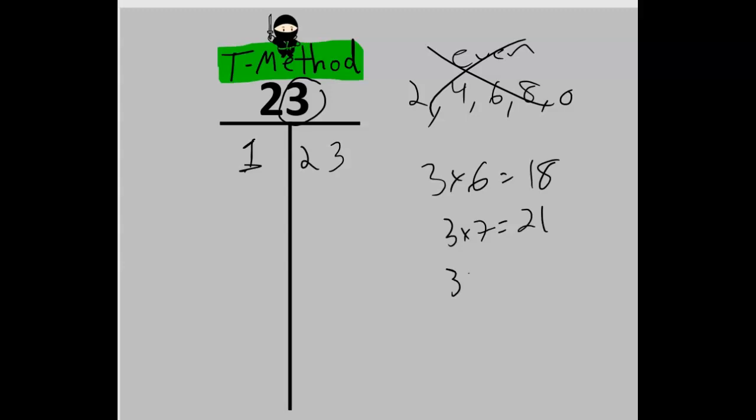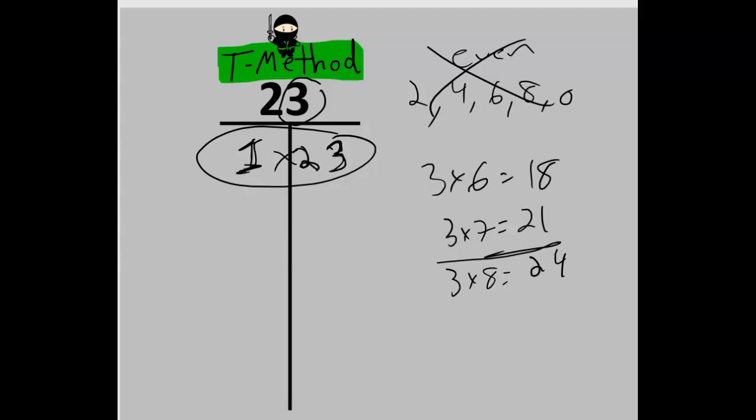Oh, what about 3 times 8? 8 is 24. So close, but too high. So there's nothing that works. So this is it. It's a prime number. Only multiply by 1 and itself, meaning by itself is 23.